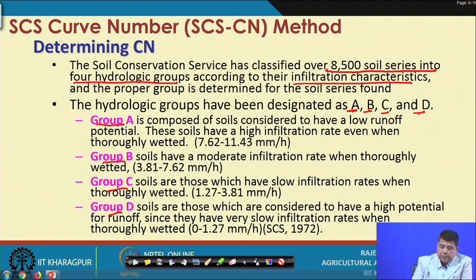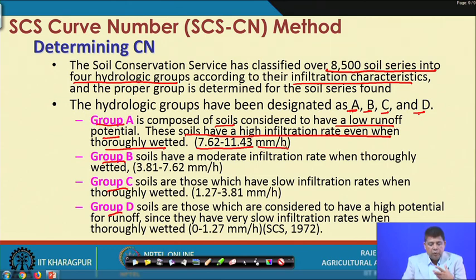So, group A is composed of soils considered to have a low runoff potential. These soils have a high infiltration rate even when thoroughly wetted. That means the infiltration rate range for such soils is 7.62 to 11.43 millimeter per hour. So, if you know that the infiltration of the soil of your area is in this range, you can say that your soil belongs to hydrological soil group A.